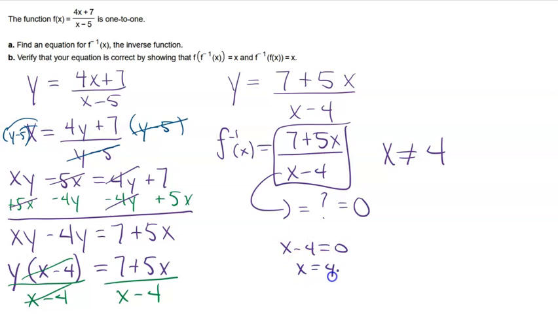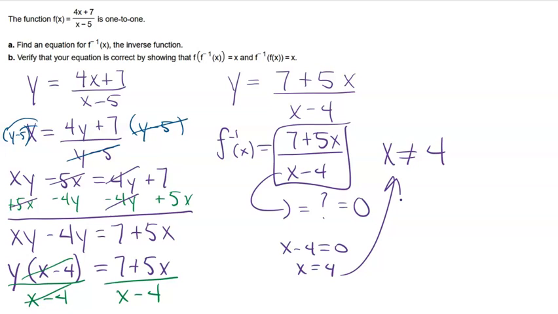I add 4 to both sides to get x is equal to 4. That's the bad guy. You want to take that out of the domain. It typically doesn't ask for an interval notation, but if it did, it'd be minus infinity to 4 with a parentheses, and 4 to infinity.